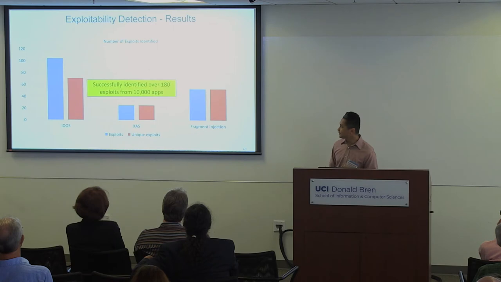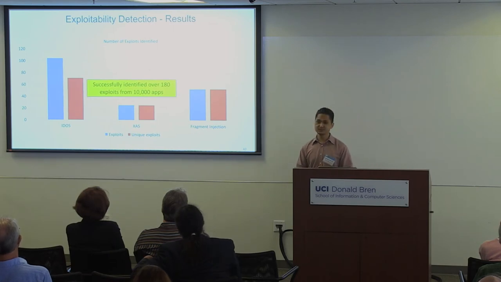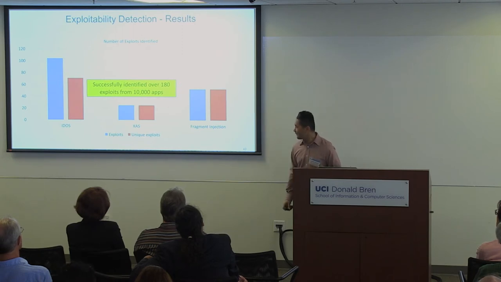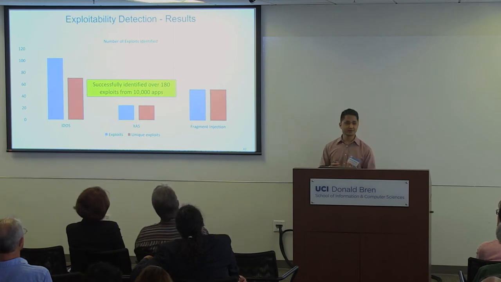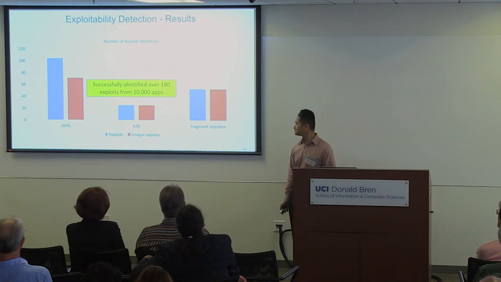And what you're seeing overall here is that we've successfully identified over 180 exploits from 10,000 apps. These were exploits that the developers of these apps were not aware of before. We contacted them to confirm the vulnerabilities. There have been a good number of fixes as well. And so these are a sizable number of exploits, given that exploits are very rare. They're much rarer than vulnerabilities, which are rare in and of themselves.